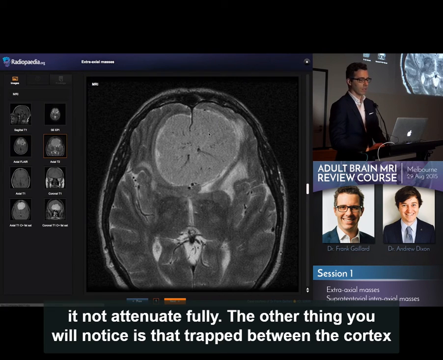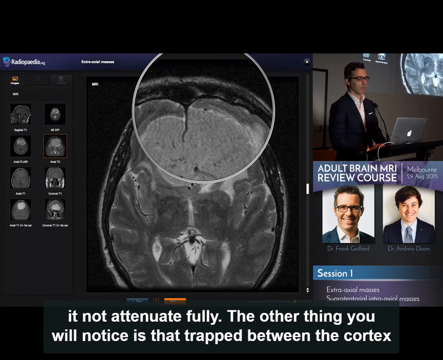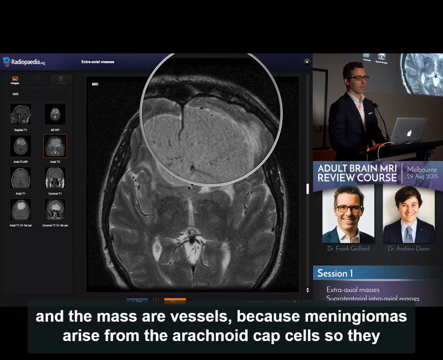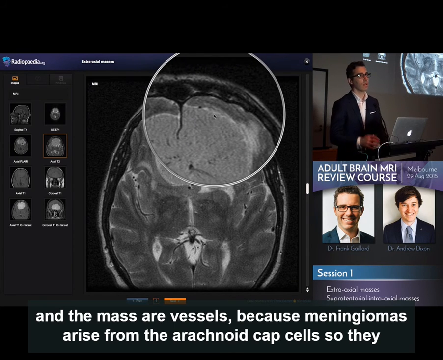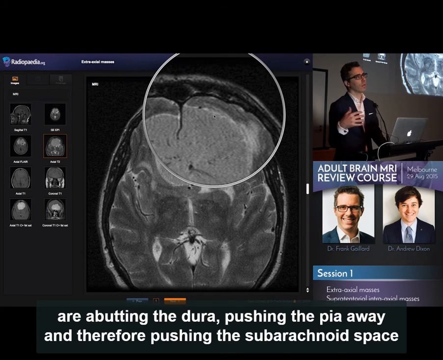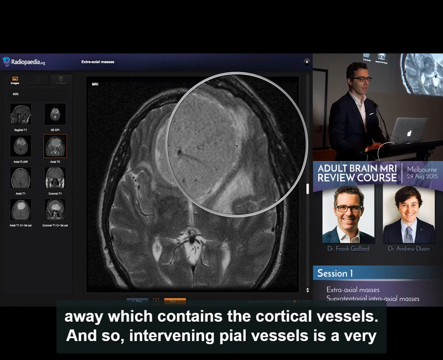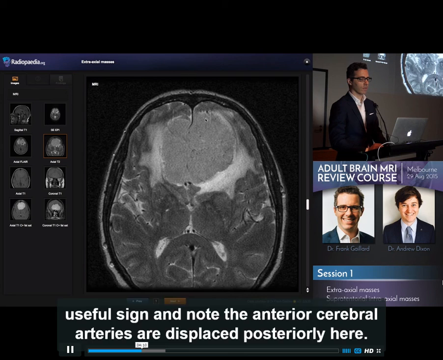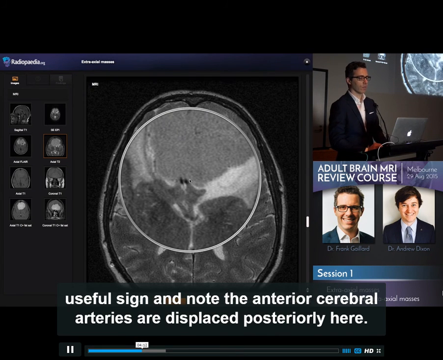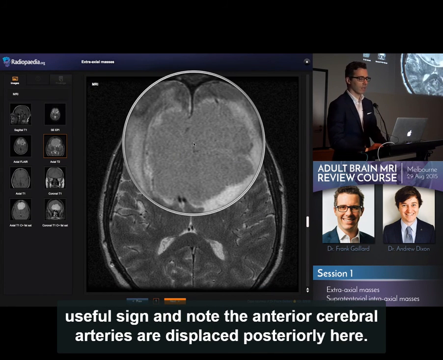The other thing you'll notice is that trapped between the cortex and the mass are vessels, because meningiomas arise from the arachnoid cap cells, so they're abutting the dura, pushing the pia away, and therefore pushing the subarachnoid space away, which contains the cortical vessels. So intervening pial vessels is a very useful sign. And note the anterior cerebral arteries are displaced posteriorly here.